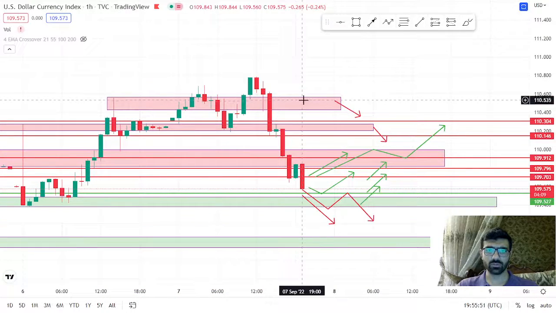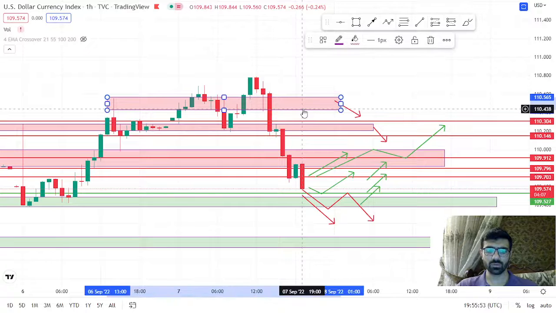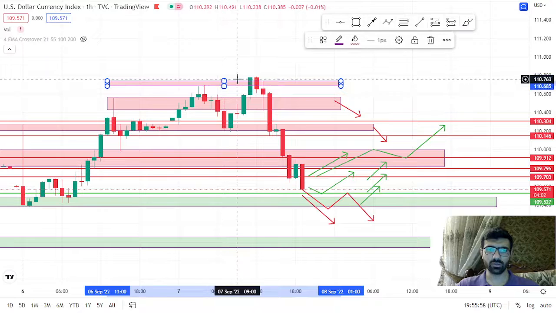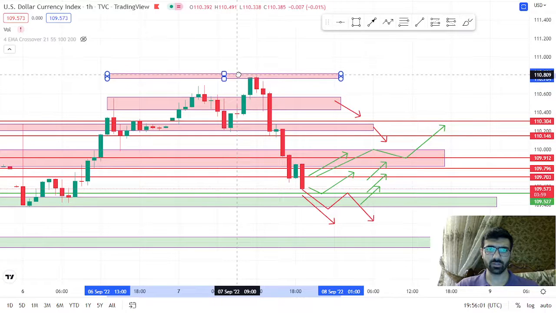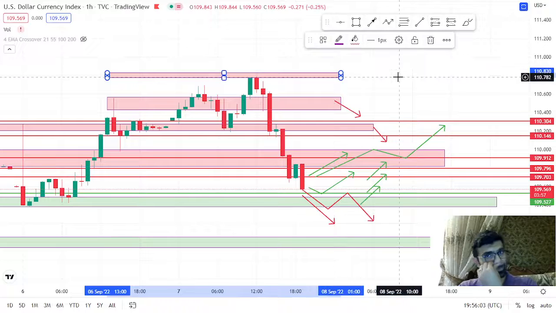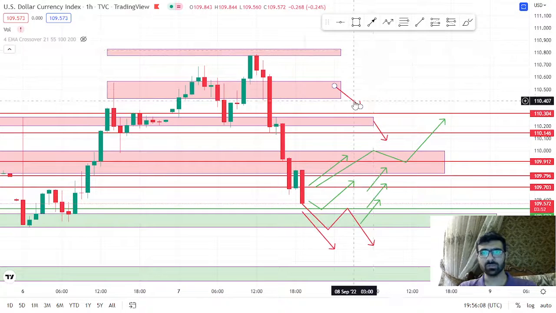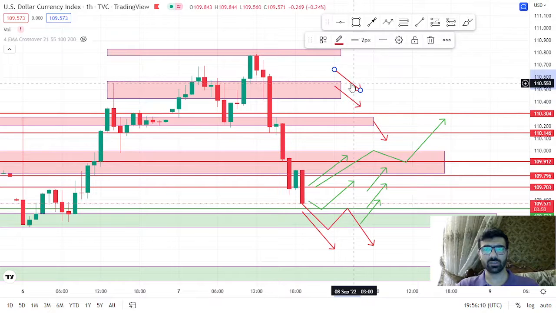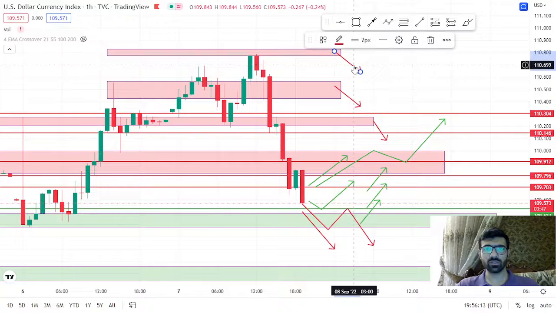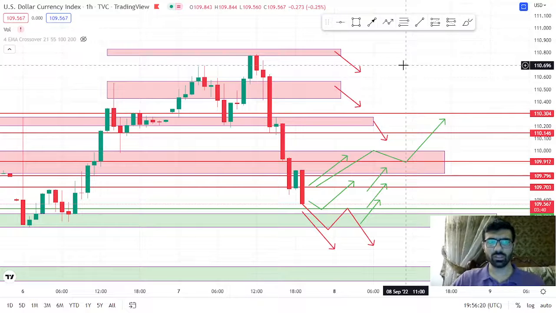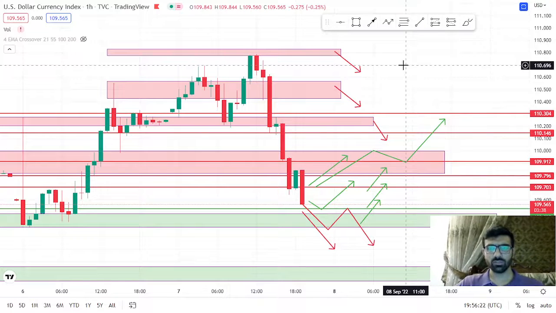so what do we do? We mark the new territory for the buying. This area is our best area to sell. Okay, so this is the analysis today for the dollar analysis DXY. Now let's continue to the next pair, which is EURUSD.